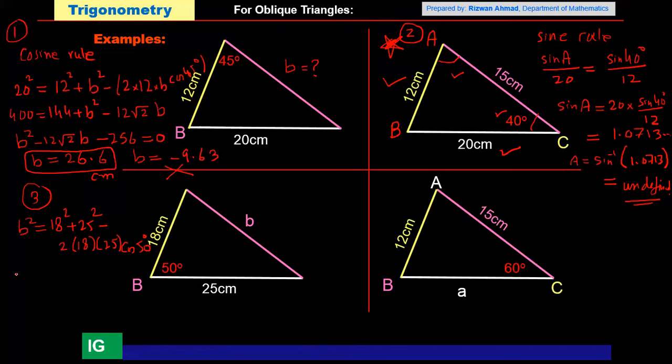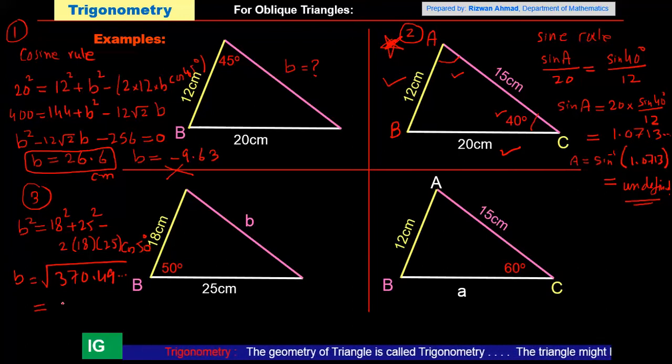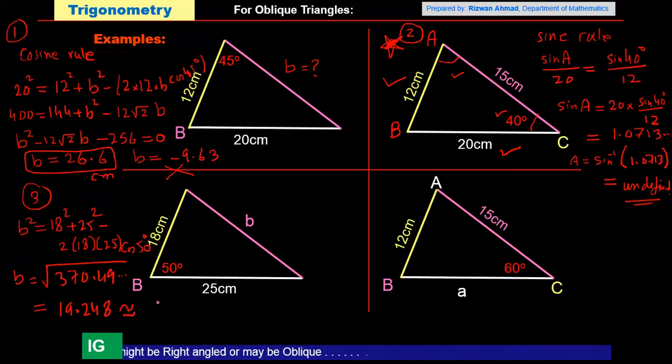So now using the calculator we'll get b is equal to the square root of 370.49 and so on, and after taking the square root it is 19.248. To three significant figures, it is 19.2. So this is the possible value of the side B.